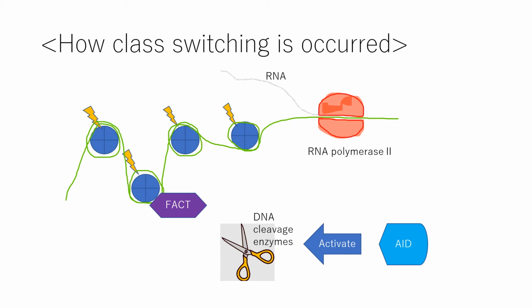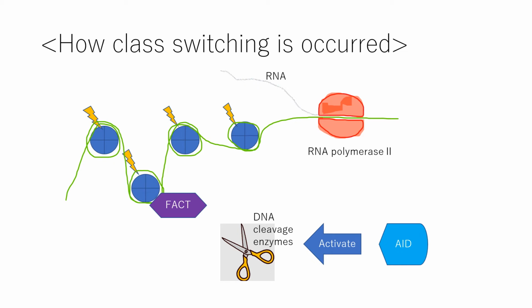Next, I explain how class switching occurs. First, when RNA polymerase II is transcribing the S region, the FACT complex generates specific chemical modifications on nucleosomes in the S region to mark them for the DNA cleavage enzyme.